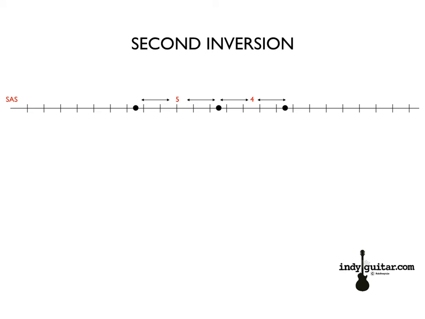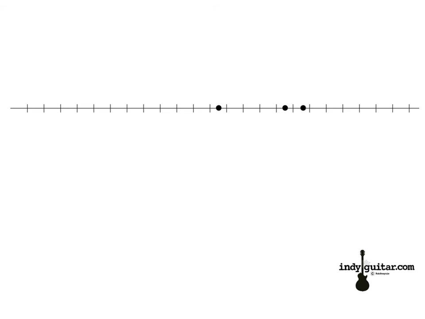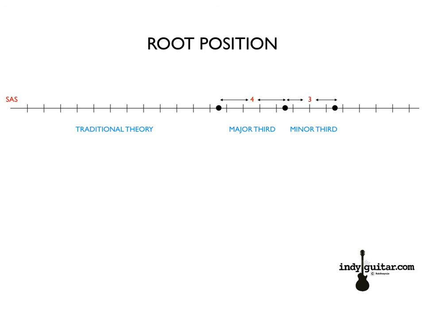Four frets, 5 frets, perfect fourth with major third on top, second inversion major triad. Now if we take the bottom note, which is the 5th of the original chord, put it on top, it's back to a root position major triad. It is an octave higher than the first one, but the same 3 notes. 4 fret interval and a 3 fret interval, major third and minor third.